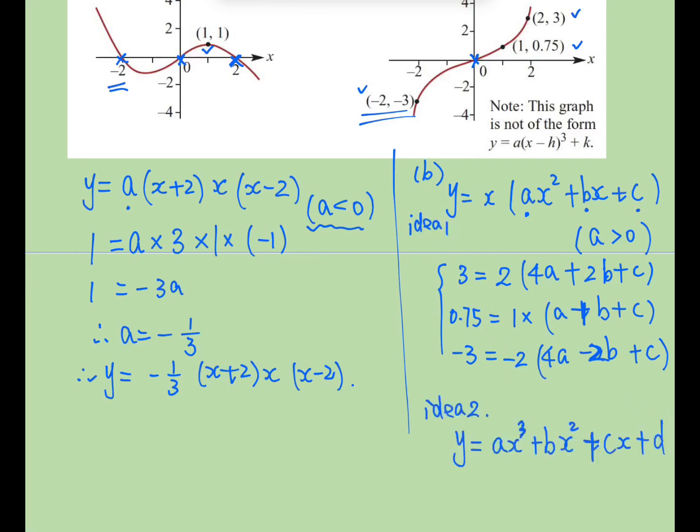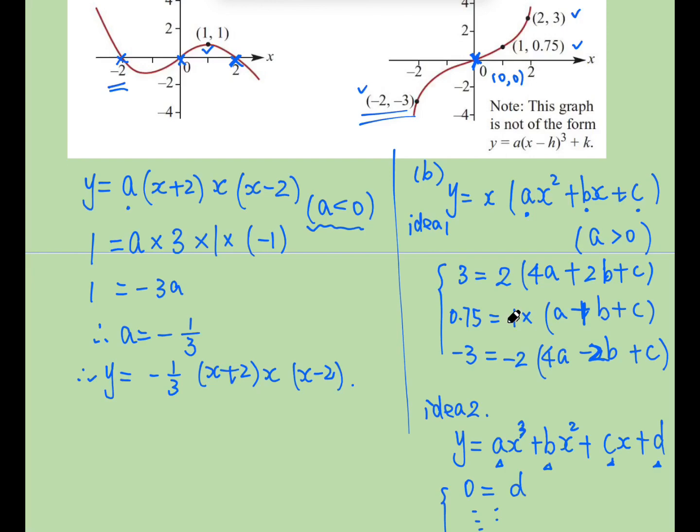For this question, we can also have the second idea by introducing the function as the general form. It means y is defined as ax cubed plus bx squared plus cx plus d. And then in order to determine the values of a, b, c, d, we will need 4 equations. The x-intercept 0 will be used to create one more equation. It means we are going to substitute (0, 0) into the function. We will have 0 equals d. And then the other 3 equations are similar to the above idea.